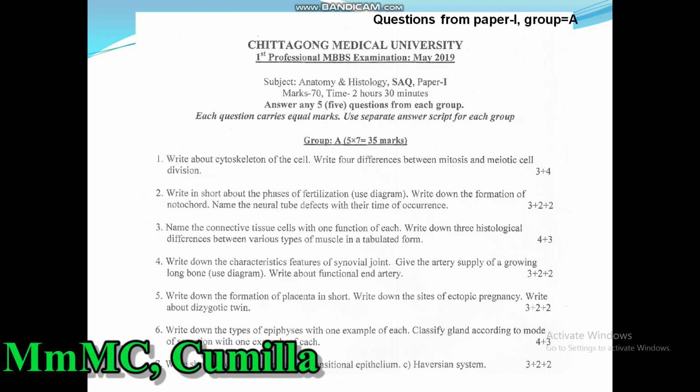And now the second portion: write down 3 histological differences between various types of muscle in tabulated form. It also comes from general histology. So here you write about the histological differences: how many nuclei, their positions, their shape, whether there is striation or not. In that way you have to write in detail. And you must use figures here to differentiate among these muscles. So the marks distribution here is 4 plus 3.